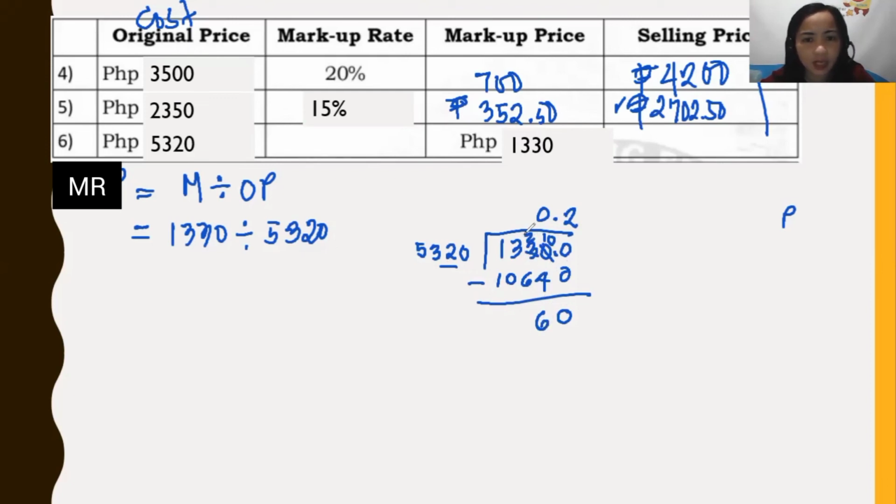2 times 6 cannot be. This will become 12. This will become 2. So 12 minus 6 is 6. And 12 minus 10 is 2. Add another 0. So, makikita na natin.